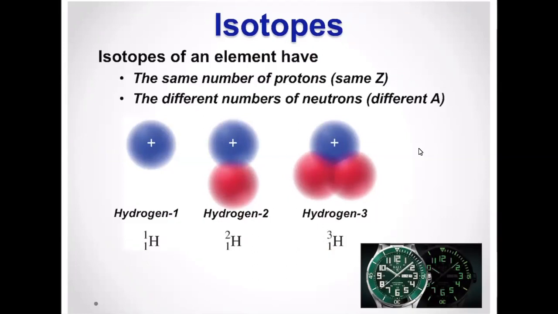Hydrogen 1 has just a proton, so the mass number is 1. There are no neutrons. Hydrogen 2 has a proton and a neutron, so the mass number is 2. Hydrogen 3, known as tritium, has 1 proton and 2 neutrons, so the mass number is 3.